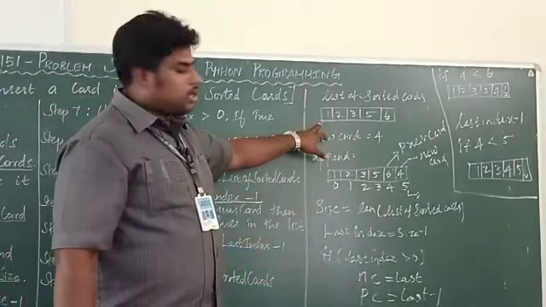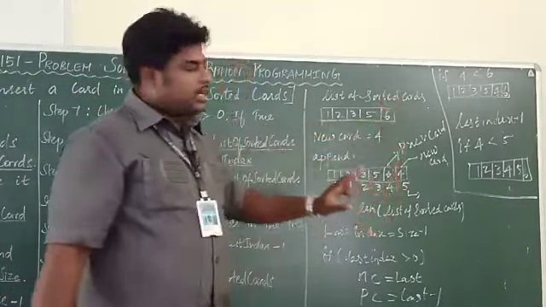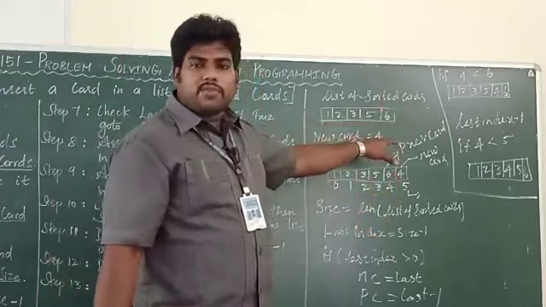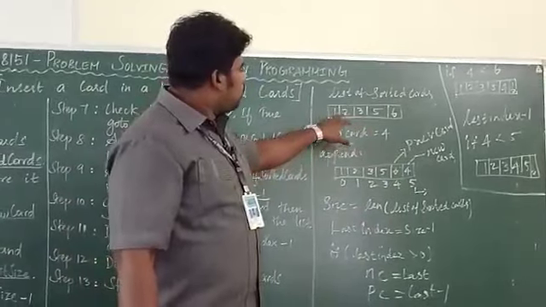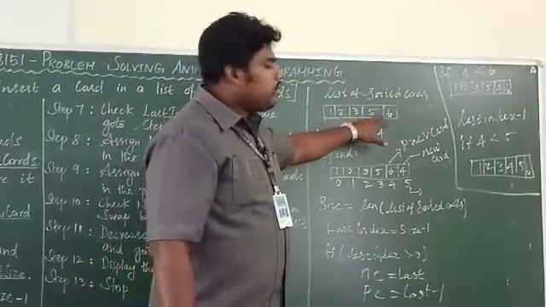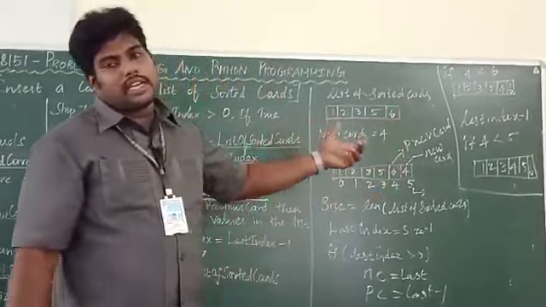Here, how many values are there? Totally 5 values are there. Are these values in sorted form? Yes. These values are present in ascending order. See, 1, 2, 3, 5, 6. So it is in ascending order.